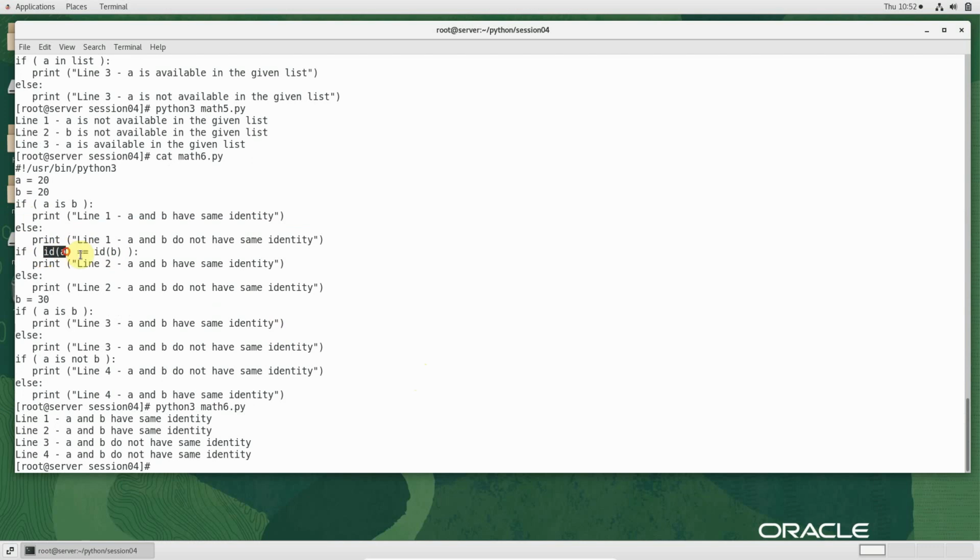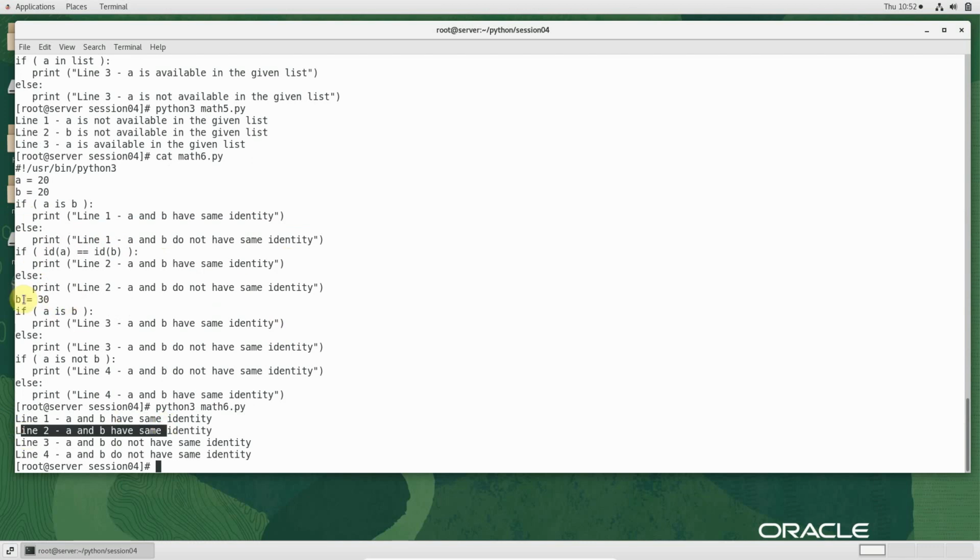Similarly, ID of A and ID of B, they have the same identity. In this case also you will get the same ID, because the ID function gives the identity. You are actually finding the identity of variable A, and then comparing it, is it the same as the identity of B, and that's why you are getting this answer. They have the same identity.